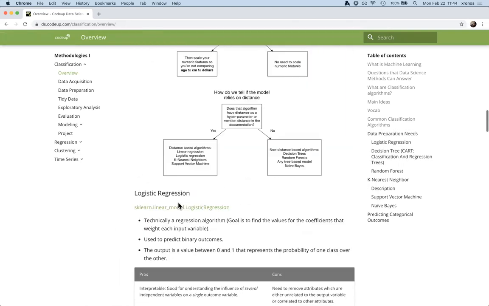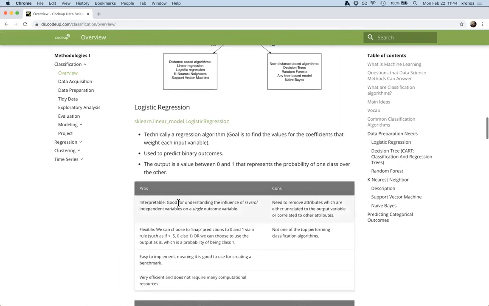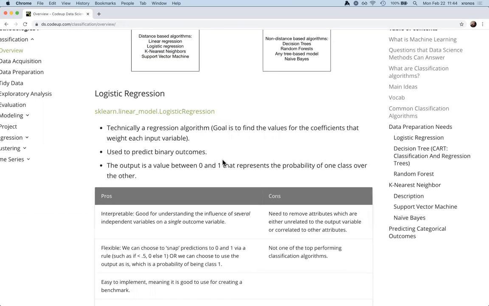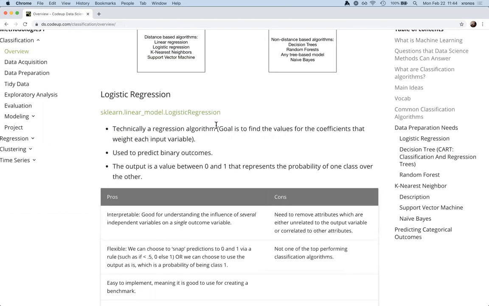Awesome, awesome. The next little section here, I'm going to break down just a high-level overview of a couple of different models. So we'll take it from the top with a logistic regression. We'll introduce this later in the modeling section. It is used to predict binary outcomes, and our output could be a value that's between 0 and 1 that represents a probability of one class over the other.